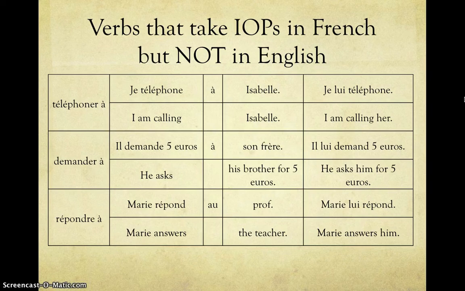Il demande 5 euros à son frère. He asks his brother for 5 euros. Marie répond au prof. Marie answers the teacher. So for these examples in French, we use the IOP. And it's easy to just memorize the verb with the preposition. So téléphoner à, demander à, répondre à.